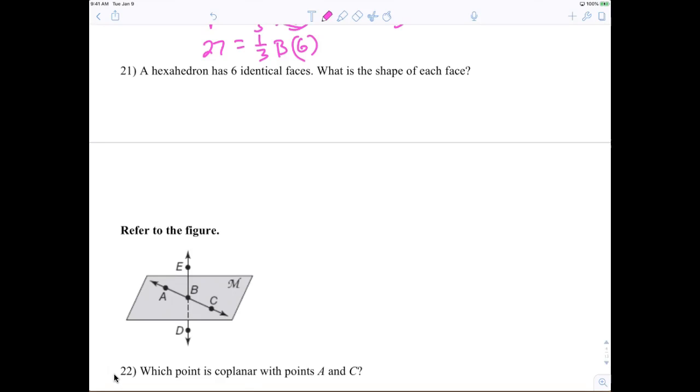A hexahedron. All right, now I'm sure some of you didn't know what a hexahedron was. Right? So you should click Google hexahedron. All right? What is the shape of each face? Triangle. A triangle. Right? It's a triangle. Now do me a favor. Click to Safari and look up hexahedron and look at the figure and then tell me what the shape is.